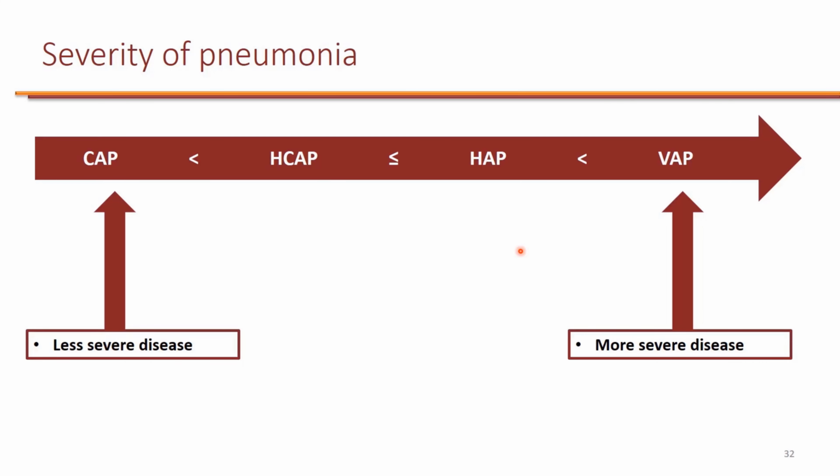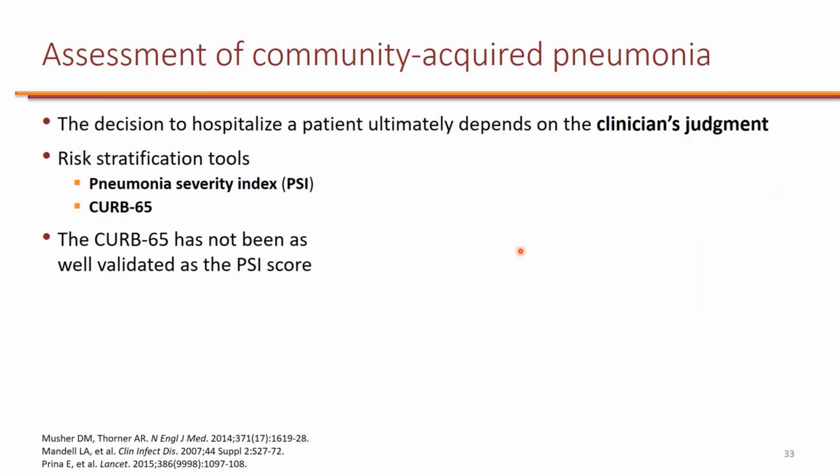So if community-acquired pneumonia is a less severe disease, where exactly should patients with CAP be treated? Now, of course, the decision to hospitalize a patient ultimately depends on the clinician's judgment. So clinical judgment is important, but there are also some tools that can be used in order to aid in making that decision. So there's the Pneumonia Severity Index, or PSI. It's also referred to as the PORT score. And there's the CURB-65 score.